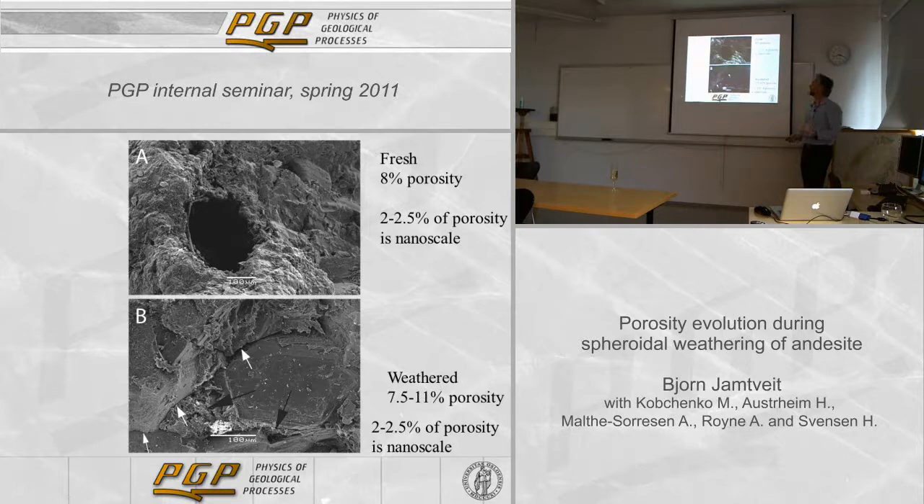And they told me that this means that these pores are less than at least 10 microns. So 2 to 2.5% of the porosity is actually nanoscale. It's really tiny pores. And quite a lot of them.